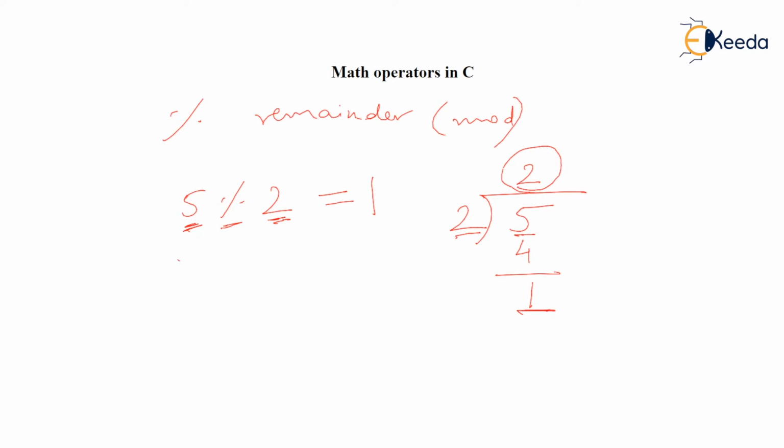Let's see. What if I say 14 % 3? Now 3 into 4 is 12, and what remains is 2. So 14 % 3 is 2. What if I say something like 18 % 10? Now 18 % 10 is 8. How come? It is 10 multiplied by 1 is 10 and 8 remains.